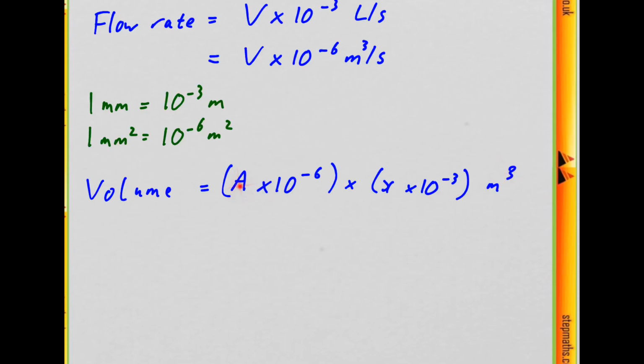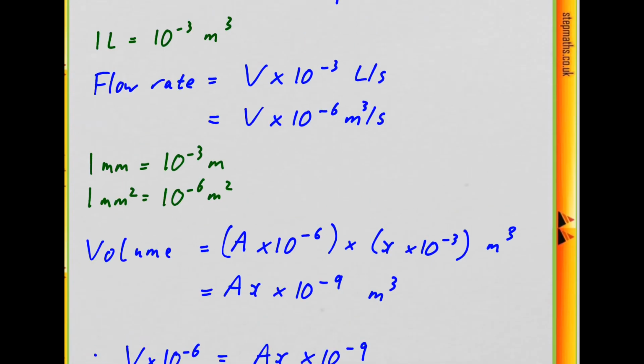So it's A times 10 to the minus 6 square meters times X times 10 to the minus 3 meters in length. And again, we've got these factors multiplied together, so the powers add. So we get the A times the X and then 10 to the minus 9 cubic meters.